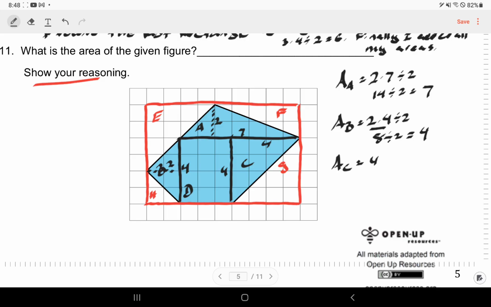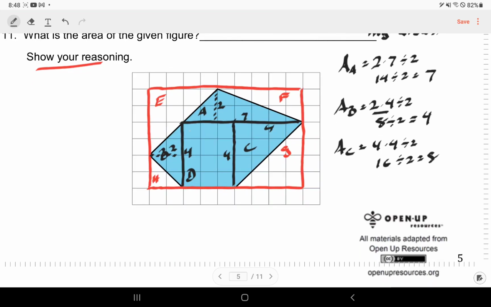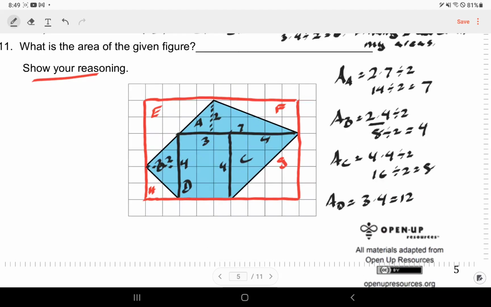So that's 4 times 4 divided by 2. 16 divided by 2 is 8. And then for our rectangle, we have 3 times 4. And so we do 12, 7, 4, and 8 added together. So that's 10, and 11 is 21, and so 31.